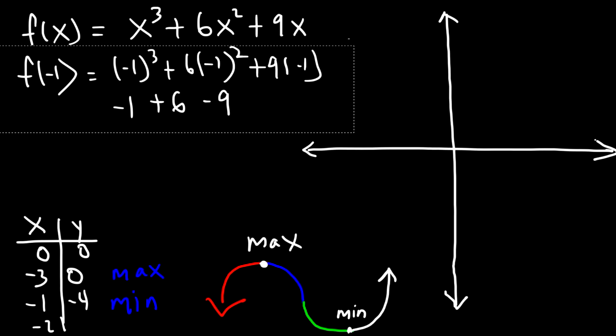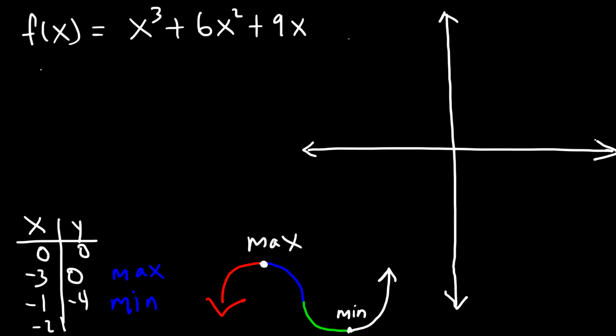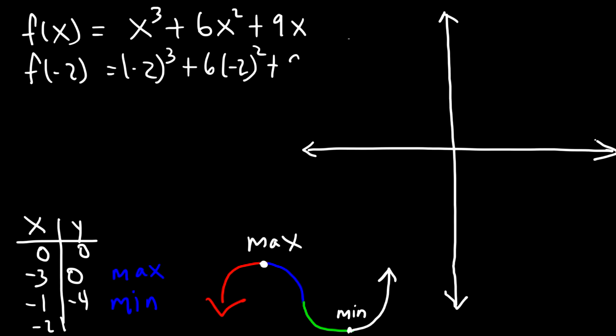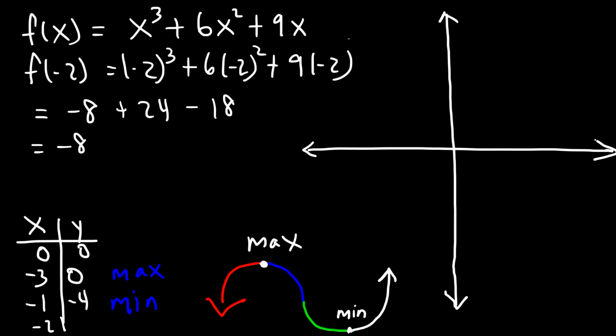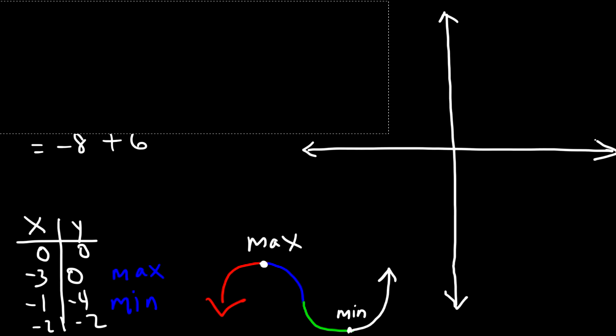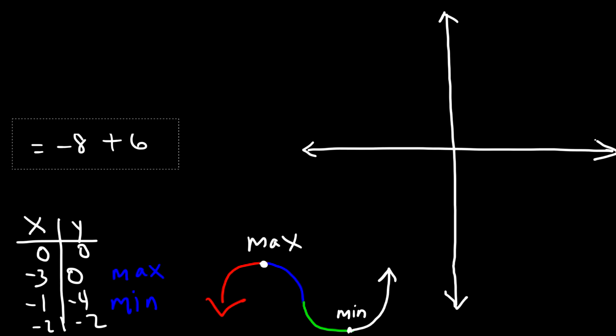Now let's do the same when x is negative 2. So negative 2 to the third power, that's negative 8. Negative 2 squared is 4 times 6, that's 24. And 9 times negative 2 is negative 18. 24 minus 18 is 6. Negative 8 plus 6 is negative 2. So now let's graph it.